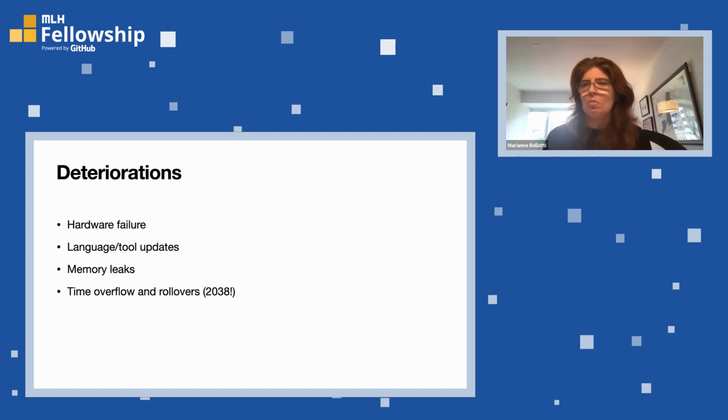And then things like memory leaks, again, you may use something more or less, and that may affect when the memory leak really becomes problematic, but you see it coming and you know it eventually will bite you in the ass. And then the last one, the one that I like to talk about in the most depth, is time overflows and rollovers. And I've put in here 2038. Does anyone know what 2038 is?